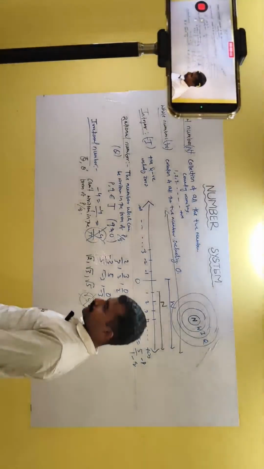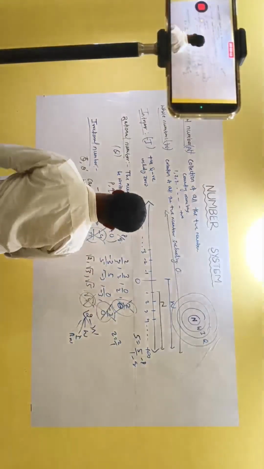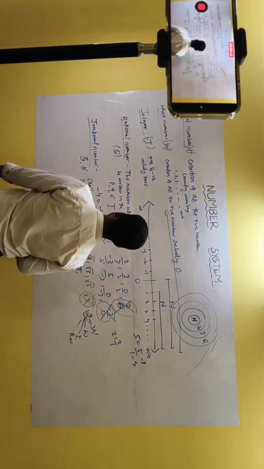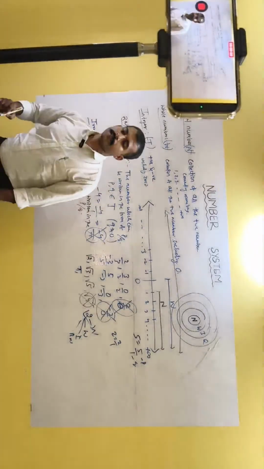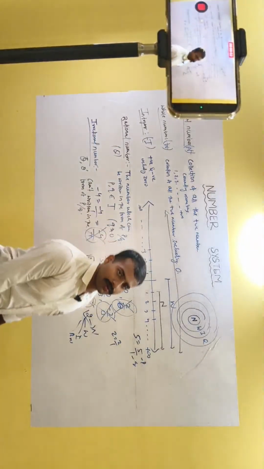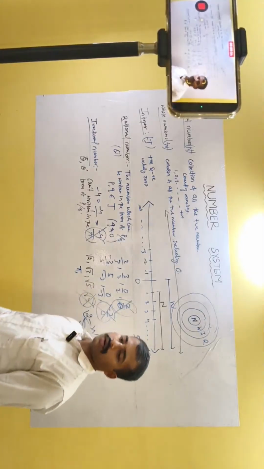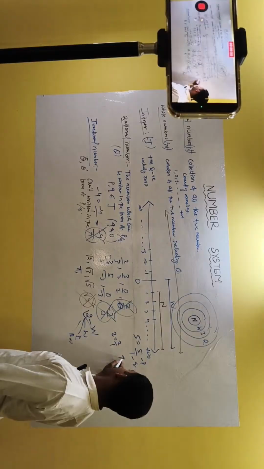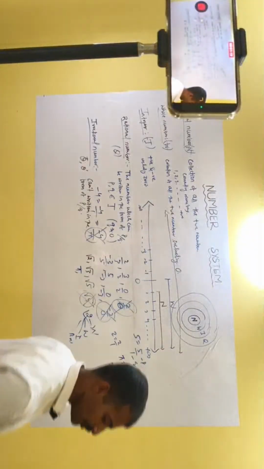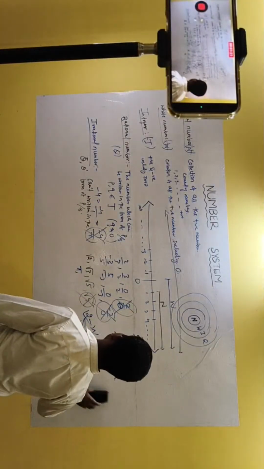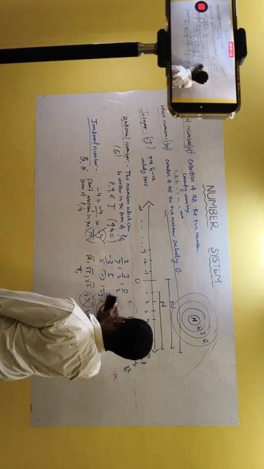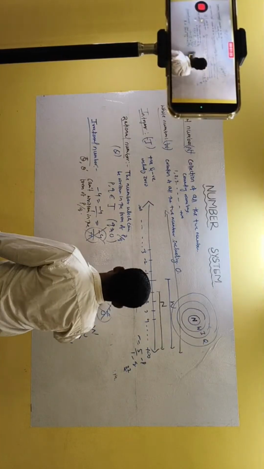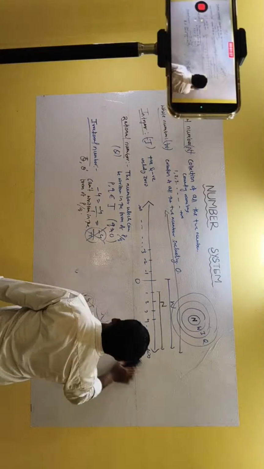Now let's come to another number, pi. Pi is also an irrational number. कुछ लोग कहेंगे कि सर पाई वगैरह. Representation of root 2 on the number line. How to represent root 2 on the number line?